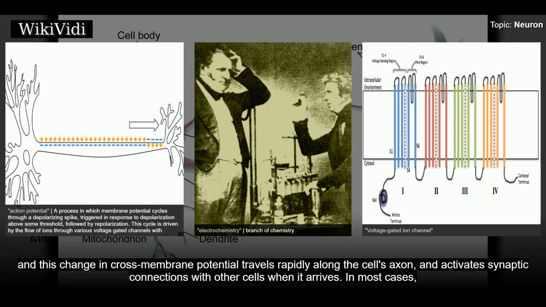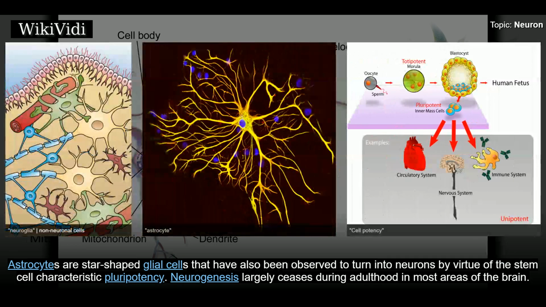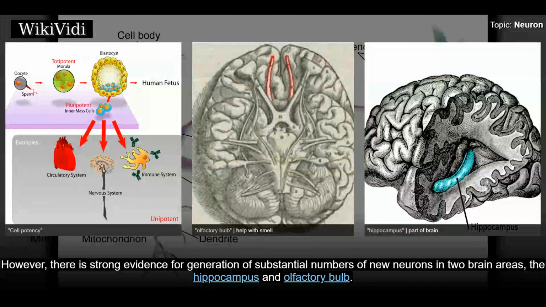and this change in cross-membrane potential travels rapidly along the cell's axon and activates synaptic connections with other cells when it arrives. In most cases, neurons are generated by neural stem cells during brain development and childhood. Neurons in the adult brain generally do not undergo cell division. Astrocytes are star-shaped glial cells that have also been observed to turn into neurons by virtue of the stem cell characteristic pluripotency. Neurogenesis largely ceases during adulthood in most areas of the brain. However, there is strong evidence for generation of substantial numbers of new neurons in two brain areas, the hippocampus and olfactory bulb.